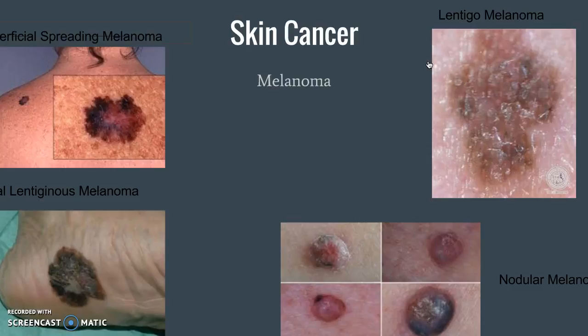Acral lentiginous melanoma is also superficial. It begins superficial before spreading to the deeper layers. It is quite different in appearance. It appears as a black or brown discoloration under nails or on the soles of the feet and palms of the hands. This type can advance more quickly than the previous two that we just talked about, and it's most common in African Americans and Asians.